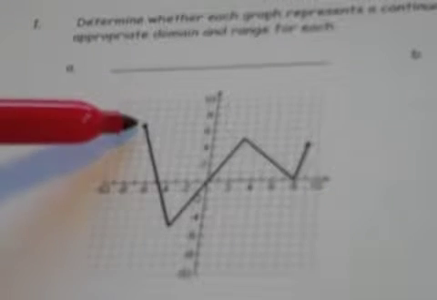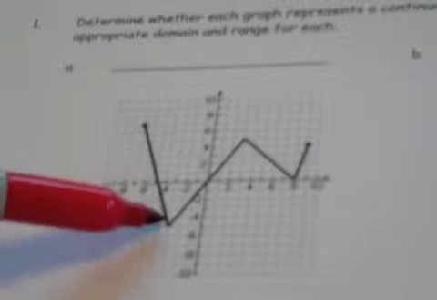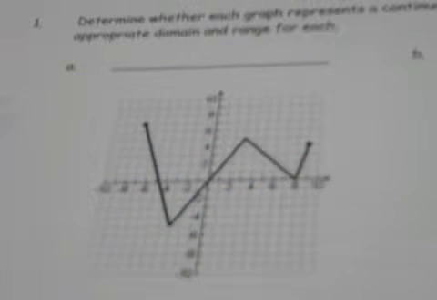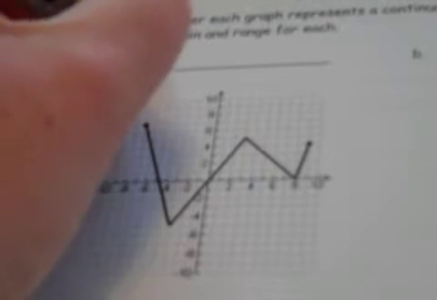This graph starts at a solid point, and it goes, and it goes, and it goes. Did you see any breaks in this graph? Yeah, I didn't either. That means this one's continuous.